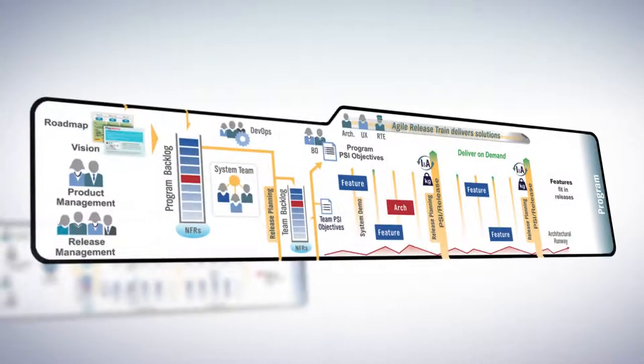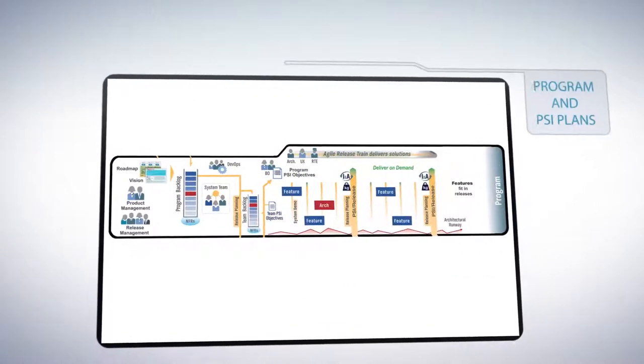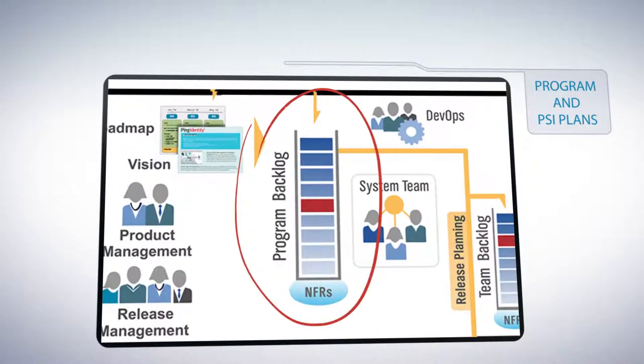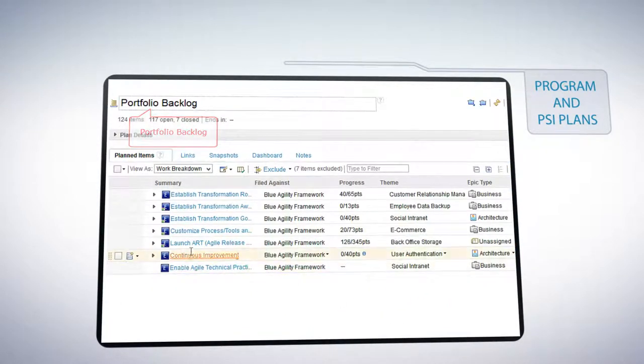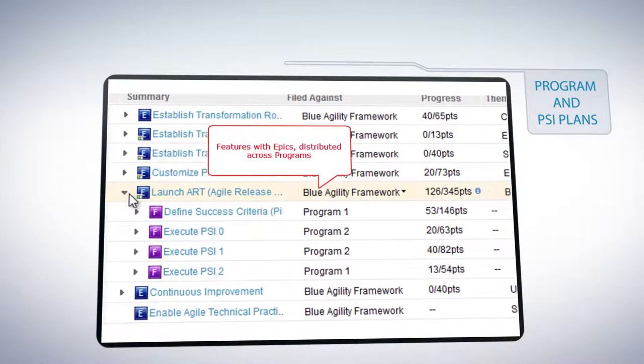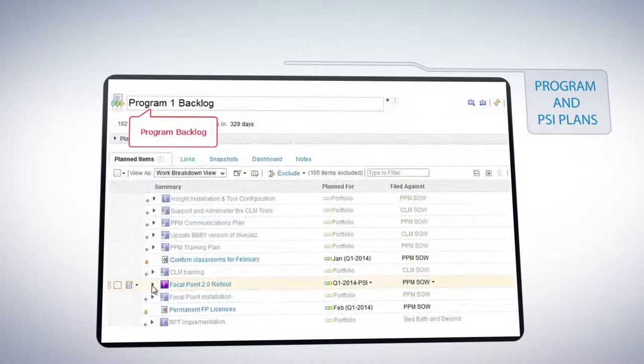At the program level of the framework, the efforts of some number of agile teams are aligned and integrated to create larger value to serve the needs of the enterprise and its stakeholders. You can see all the current and future work performed by the teams as it draws from the program backlog, which in turn derives from and traces its features back to epics residing in the portfolio backlog.